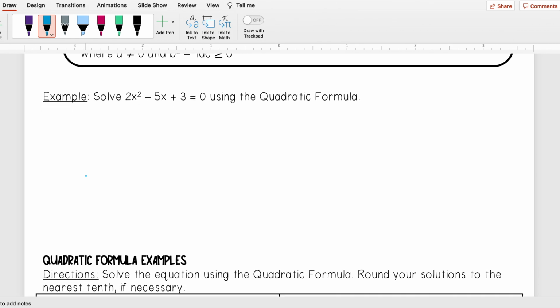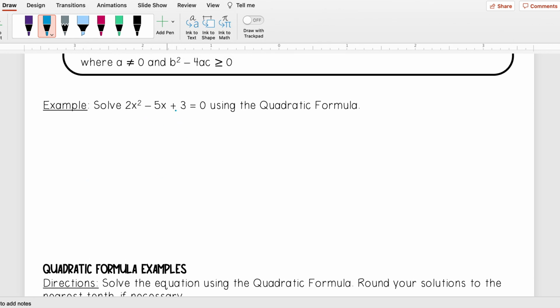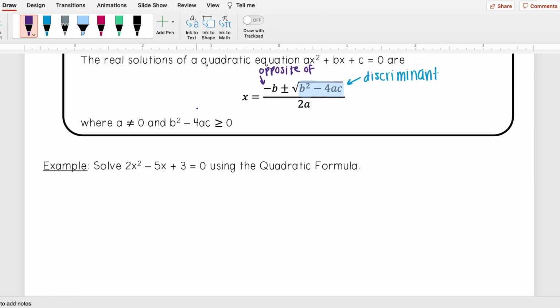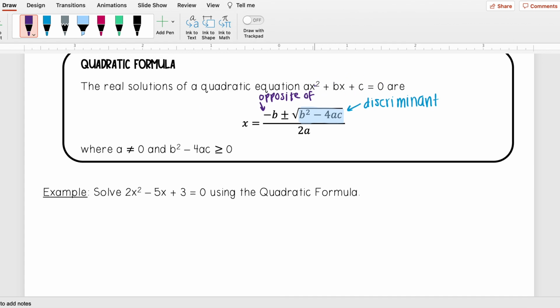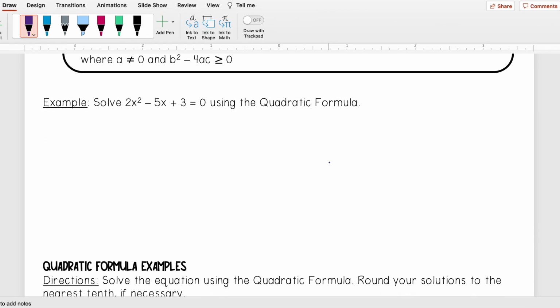So let's look at an example. So I want to solve 2x squared minus 5x plus 3 equals 0 using the quadratic formula. So first step is always, just like we did for all the other ones, is we want this to be set equal to 0, because to use the quadratic formula, I need all my terms on one side and the right hand side being 0. So this one's already is, and so my next step is to go ahead and label my a, b, and c. So my a is 2, b is negative 5, c is 3. You can also go ahead and write that on the side.